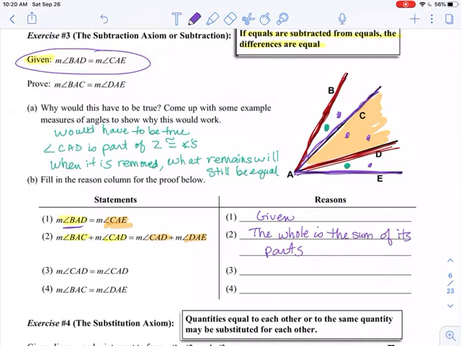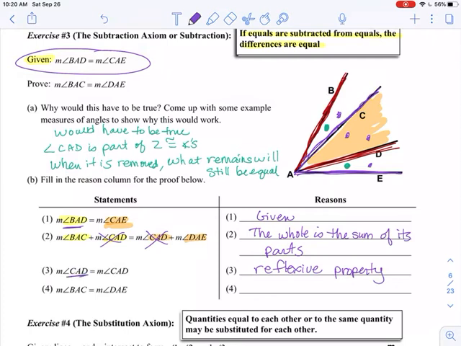Now this is a new step for us. CAD is equal to CAD. Well, that's kind of obvious. Of course, CAD is equal to itself. We call that the reflexive property. And that's important, although it seems like, why would I even have to do that? But that is the reflexive property. Anything is equal to itself. The reason I have to do that is because I want to subtract CAD from the left. I want to get rid of this, and I want to get rid of this. Oops, I did the wrong one. I want to get rid of CAD from the left, and I want to get rid of CAD from the right.